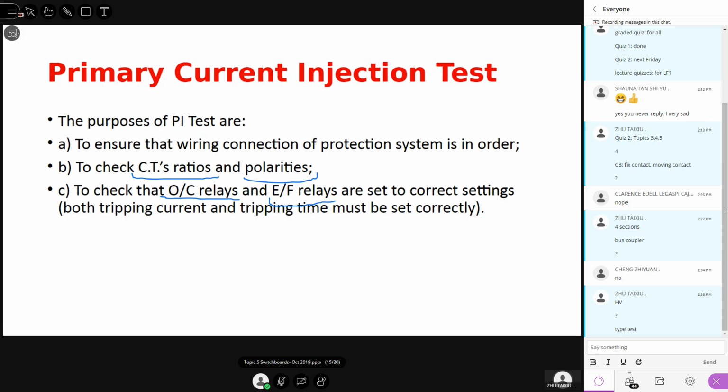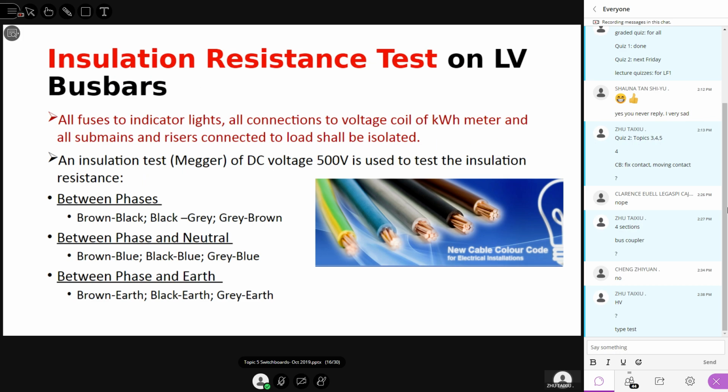So primary injection test is, I would say, a very effective test because it checks more than one component. Actually, it checks the whole system from CT to overcurrent relay to now the earth fault relay. All right, so that's the primary current injection test.